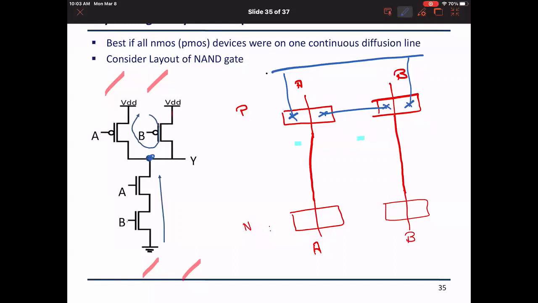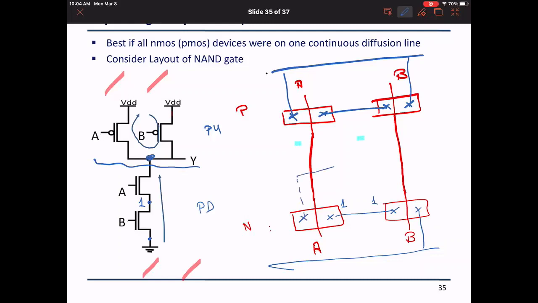And then in the pull down network, so here we have finished the pull up. Then we look at the pull down network. Then we can say, well, B is connected to ground, so I can connect B to ground. And then I have the common node 1 here, so I assume that this is node 1 and I connect it. And then the output is at Y, so this is the output node Y, so I need to connect it to this common node, which is the output as well.